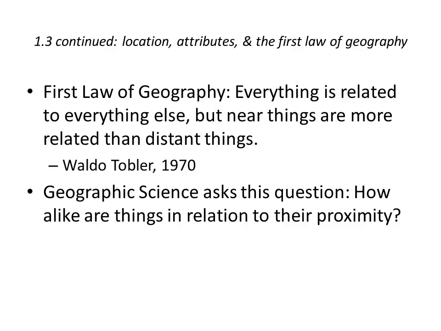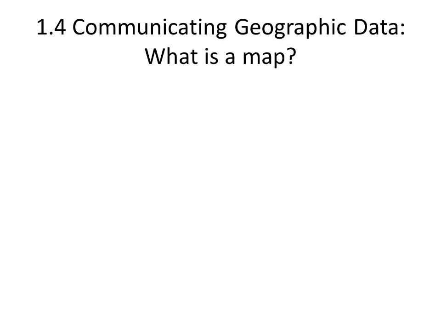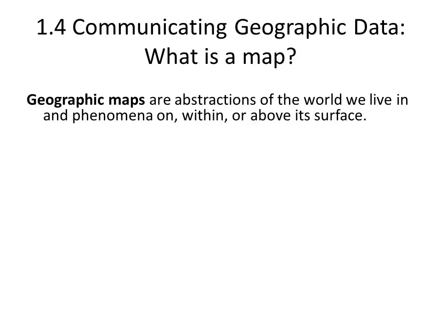When we do GIS and we look at geographic information science, it's important to remember that we're fundamentally interested in spatial relationships. This gets us to the first law of geography, which is that everything is related to everything else, but near things are more related than distant things. And this came from Waldo Tobler in 1970. Geographic science asks this question: how alike are things in relation to their proximity?